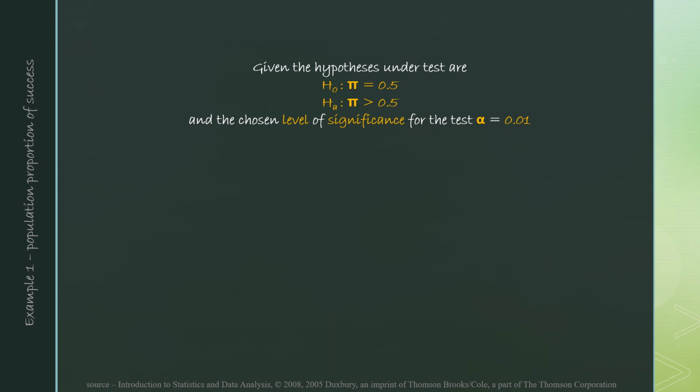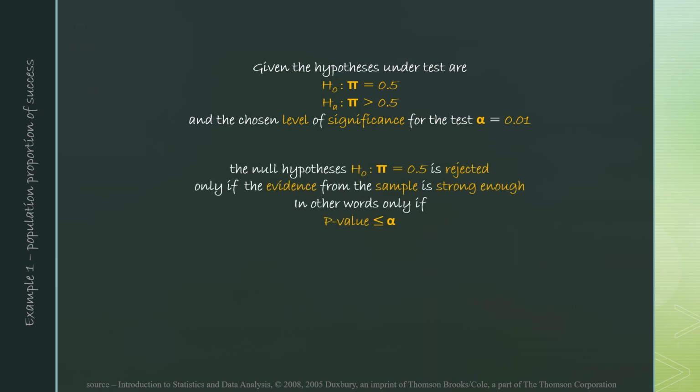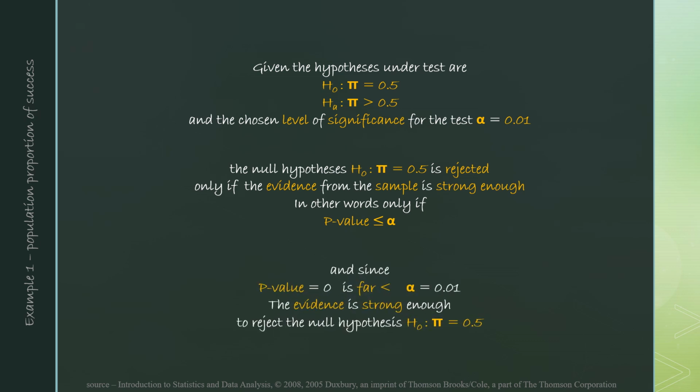Given the hypotheses under test are H0, that is pi equals 0.5, and HA, pi is greater than 0.5, and the chosen level of significance for the test alpha equals 0.01, the null hypothesis H0 is rejected only if the evidence from the sample is strong enough. In other words, only if p-value is less than or equal to alpha. And since p-value equals 0 is far less than alpha equals 0.01, the evidence is indeed strong enough to reject the null hypothesis H0, that is pi equals 0.5.